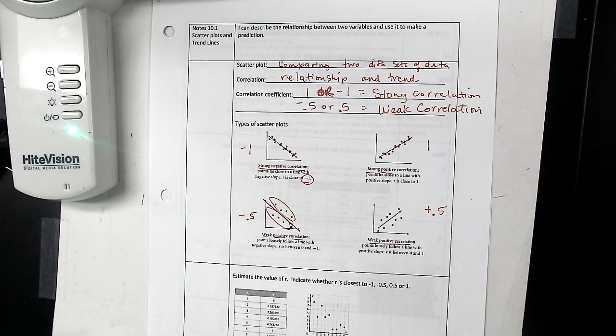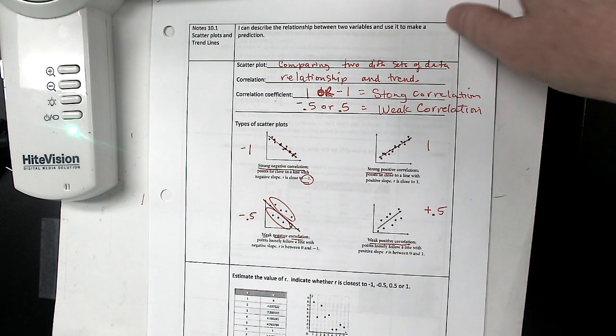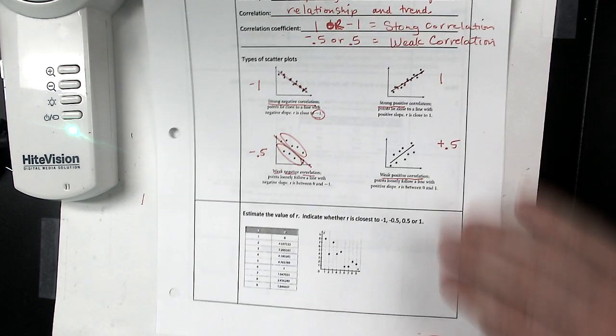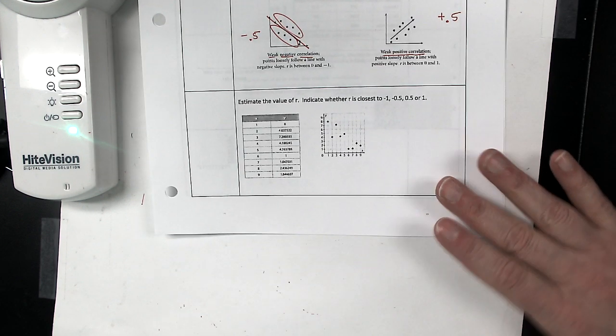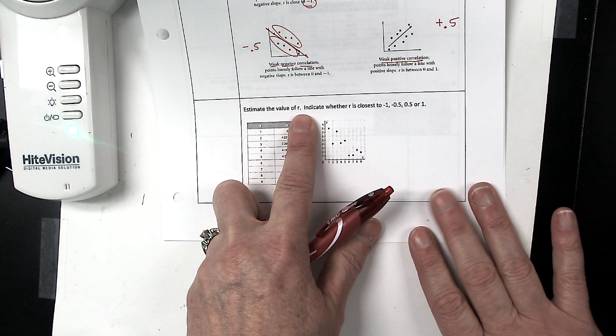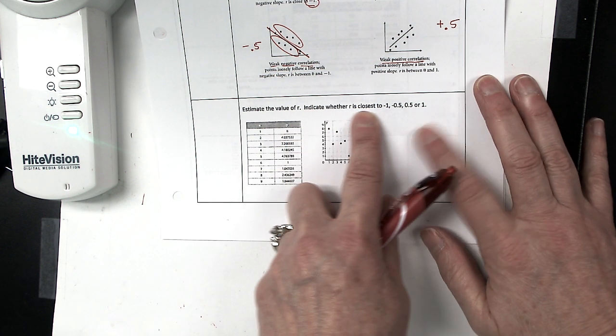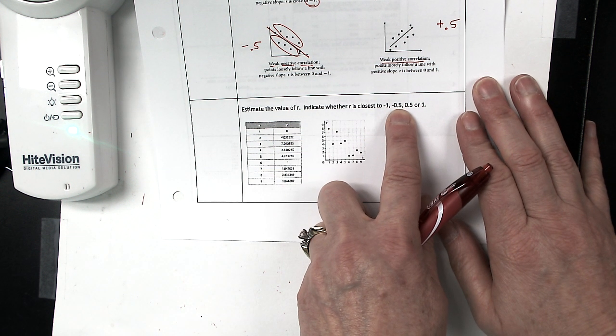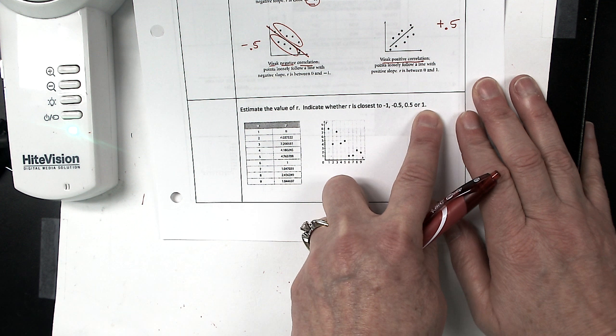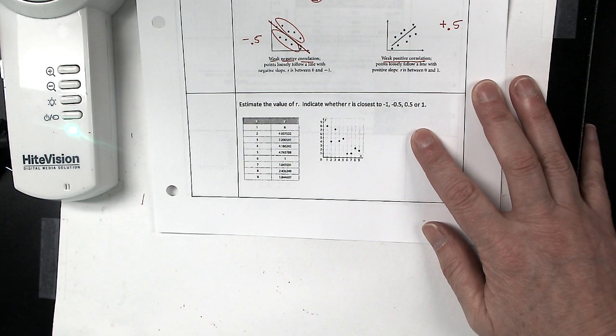Yes. Okay. So what we're going to do next, going down to the bottom of that page, is estimate the value of R, and the R is actually the correlation coefficient. Indicating whether it is -1, -0.5, 0.5, or 1. Here's what I need you to do. First, circle all the data, right around it, nice and tight. Circle it.